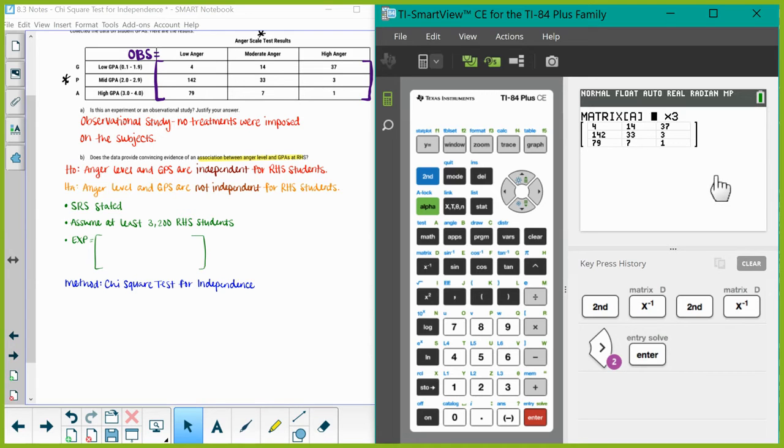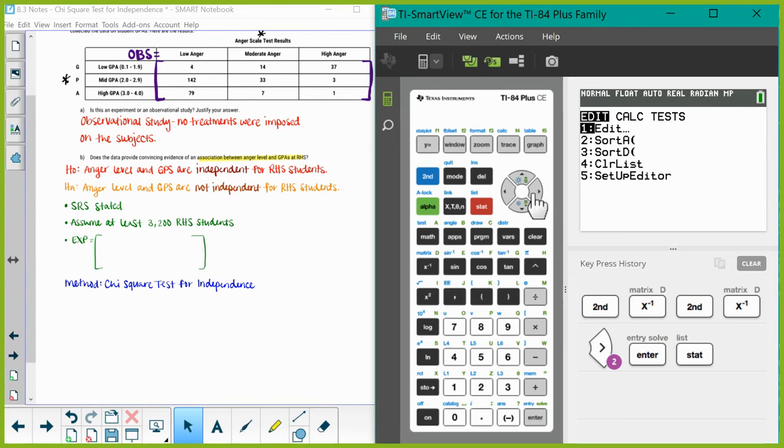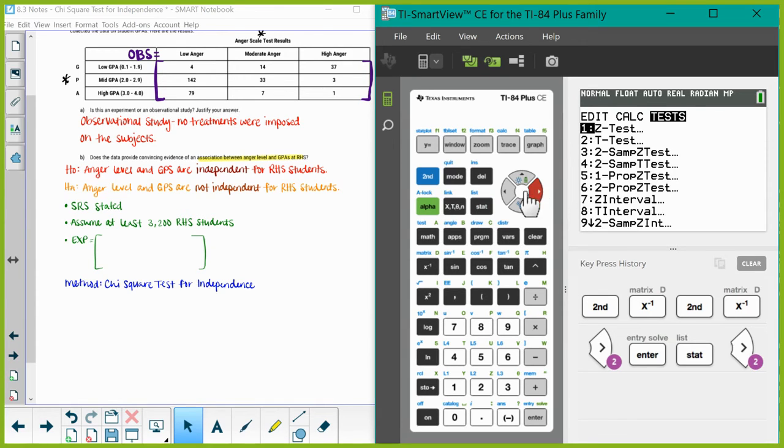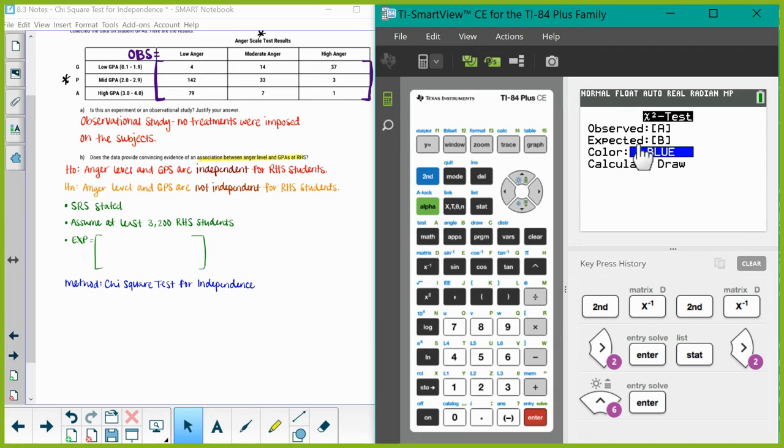And once you have your observed values entered into matrix A, all you have to do is go to stat, over to tests, and we are going to test C, which says chi-square test, enter, and you should not have to change anything. Observed is A, expected is B, and then you can go down to calculate, and it's going to give you my chi-squared value, which is very large for this one, and my p-value, which is very small.